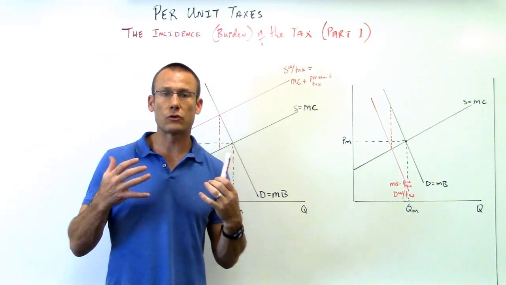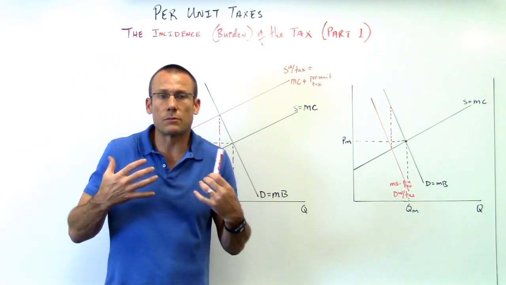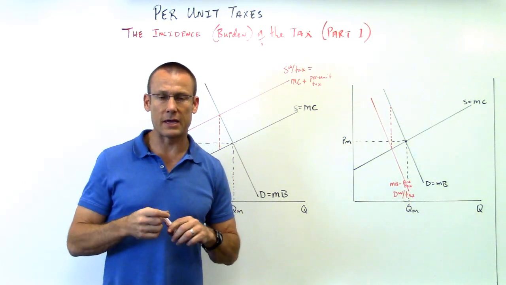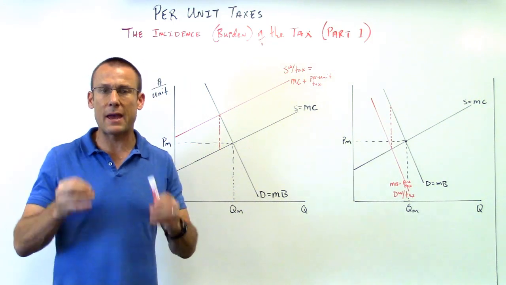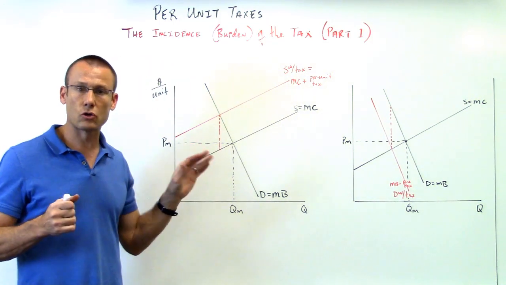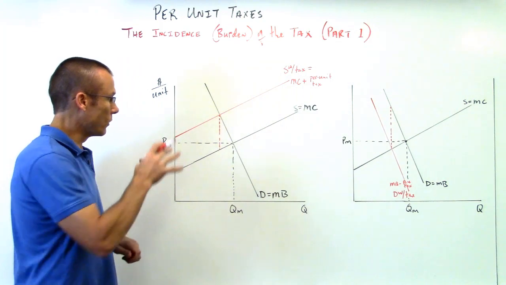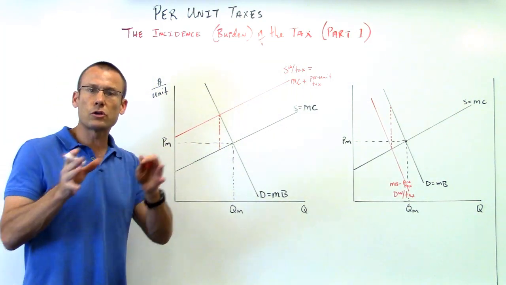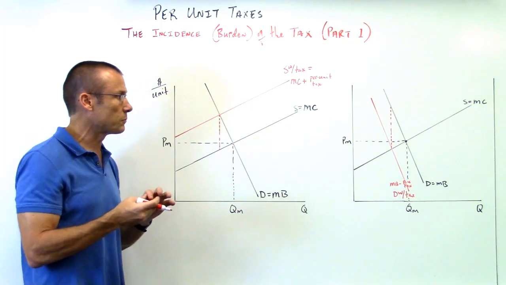So who's going to incur the greater incidence or burden of the tax? It's going to be the one that is more inelastic, okay? It doesn't matter who's physically paying the government. So let's take a closer look at this. In this one, like I said, the proper one, because this is how it works in the real world, the producer's physically paying the government, so we're shifting the supply curve.